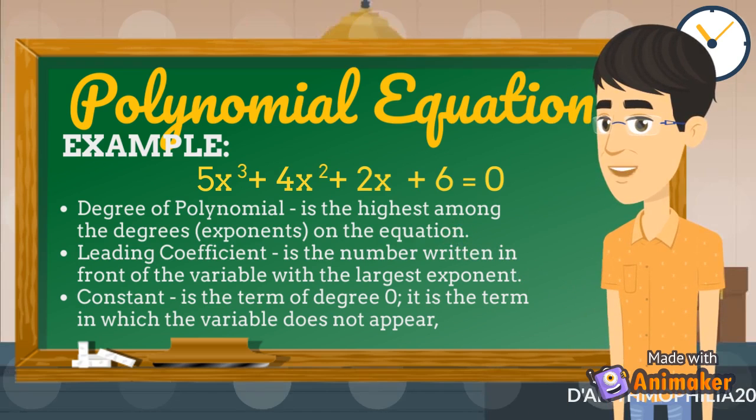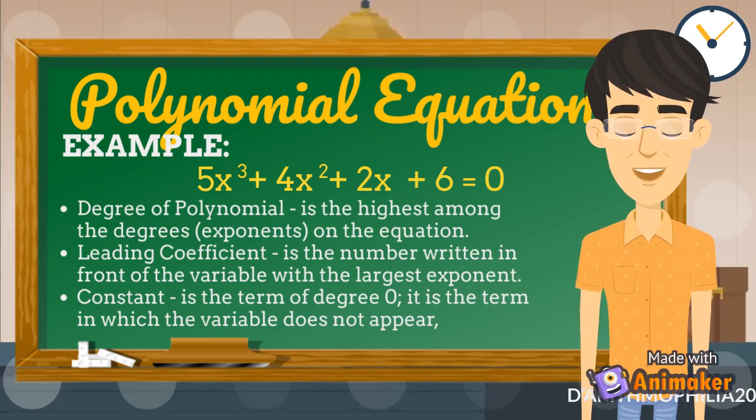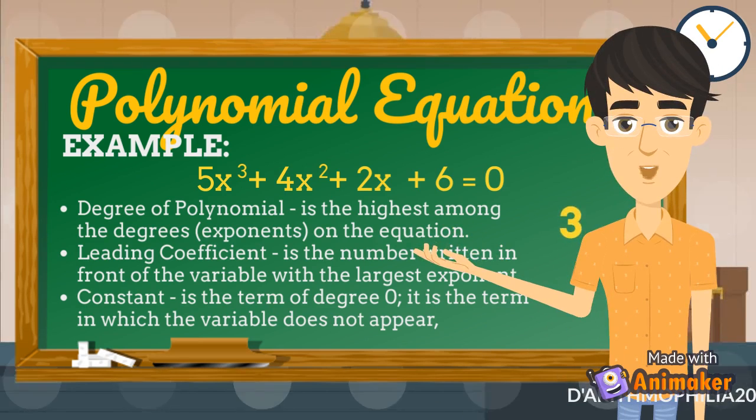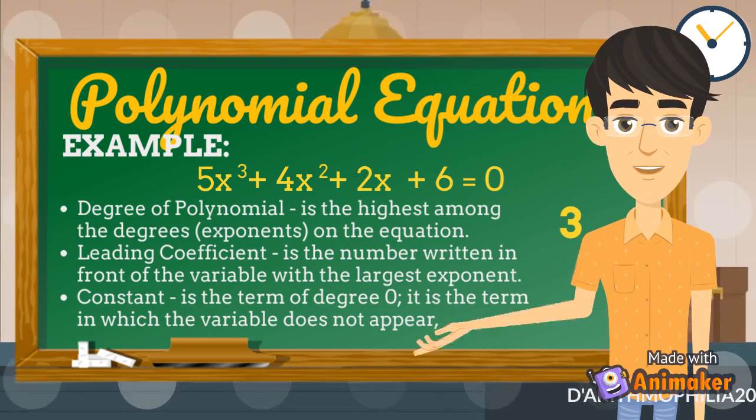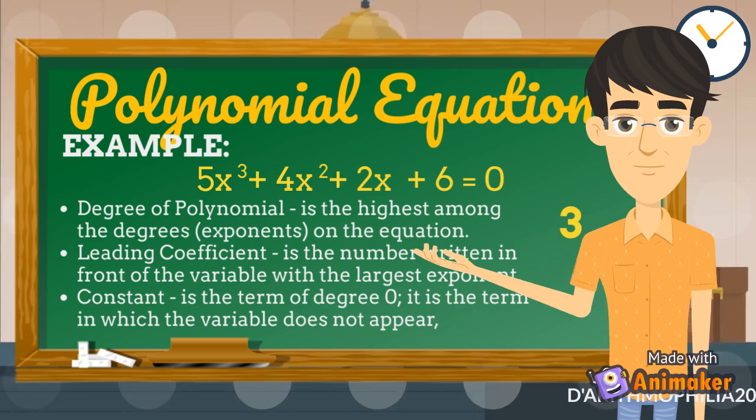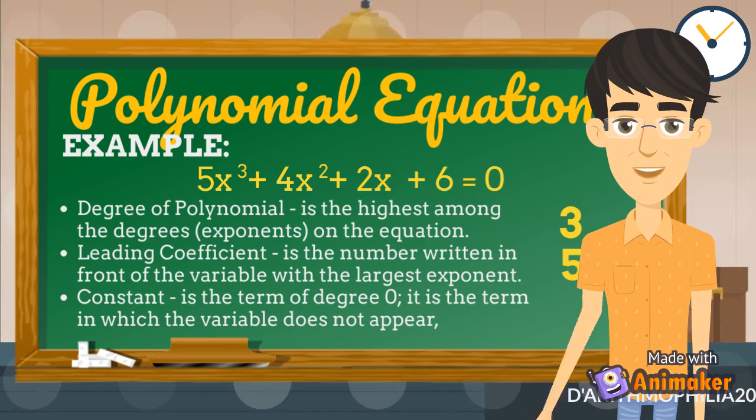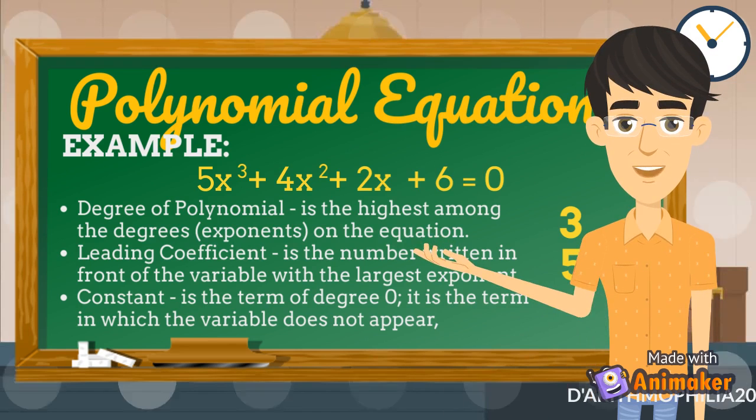First, degree of polynomial. It is the highest among the exponents in the equation. So, based on the example, the degree is 3. Second, leading coefficient. From the word itself, it is the number written in front of the variable with the largest exponent. So, we have 5 as our leading coefficient. Third, constant. It is the term of degree 0, the term in which the variable does not appear. In this case, our constant is 6.